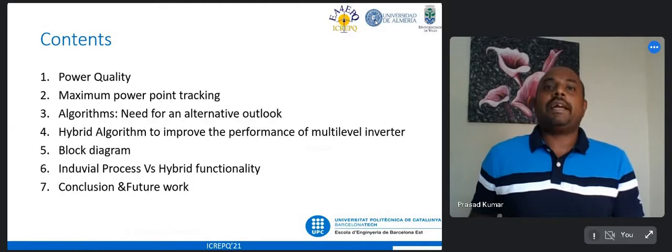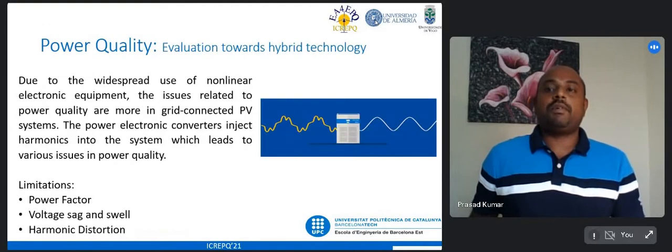Moving on to the power quality: it is affected due to widespread use of non-linear electronic equipment. It leads to many issues in the grid-connected photovoltaic system. It may lead to less power quality. The electronic power converters inject harmonics into the system, which leads to various issues such as power factor, voltage sag and swell, and harmonic distortion. To overcome that, there are many techniques.